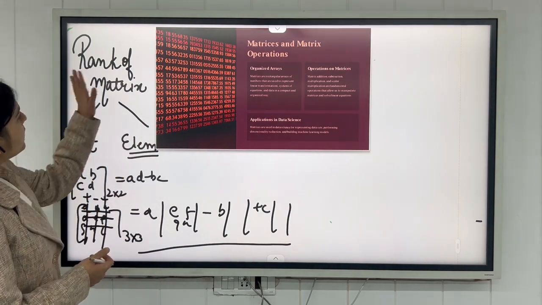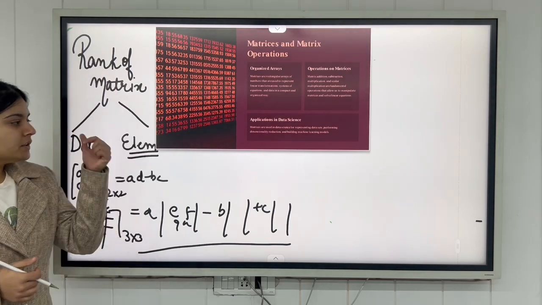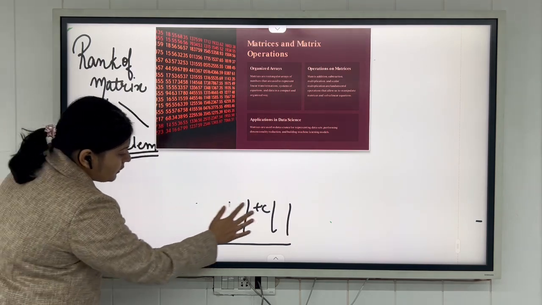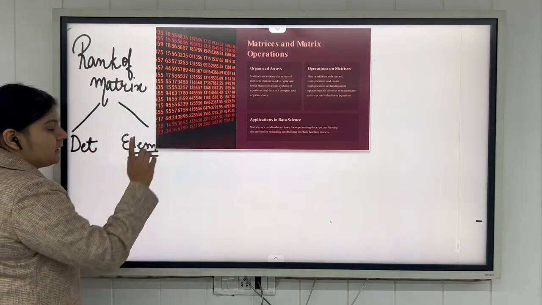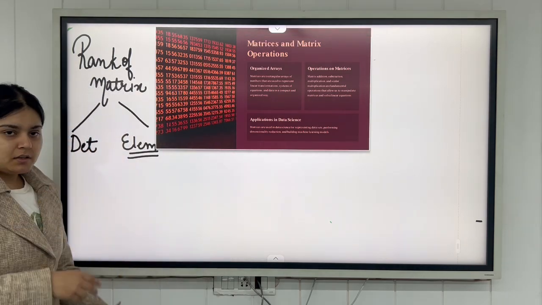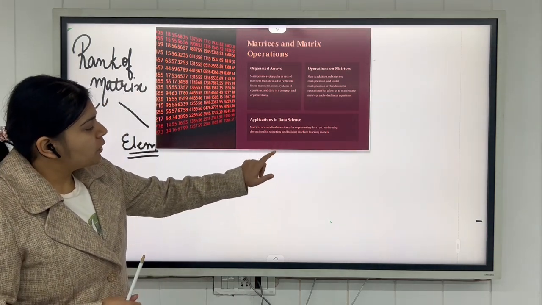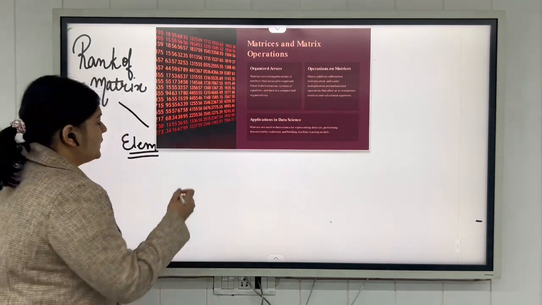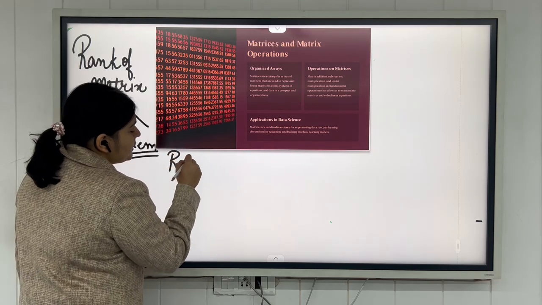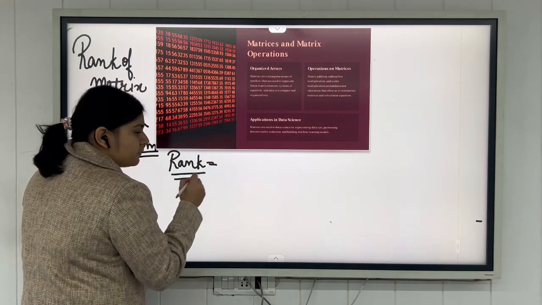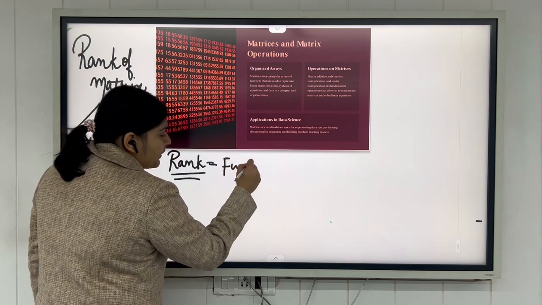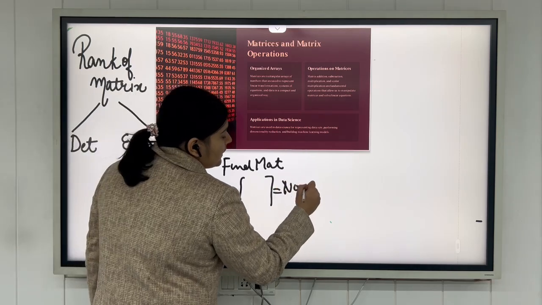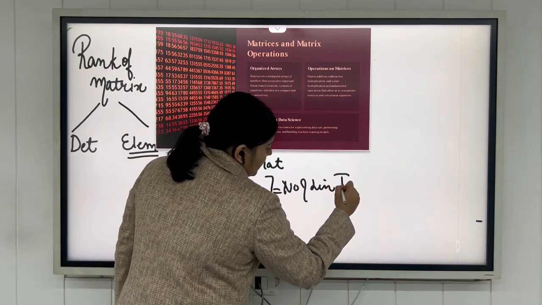But if we want to find the rank of the matrix, first of all we must be aware of the definition. The rank of a matrix is defined in such a way that if a matrix has 3 rows and 3 columns, to find the rank of the matrix, you find the number of linearly independent rows or columns. So what is the definition? How will you say what the rank is? First find the matrix, and from that matrix, you check how many linearly independent rows there are.